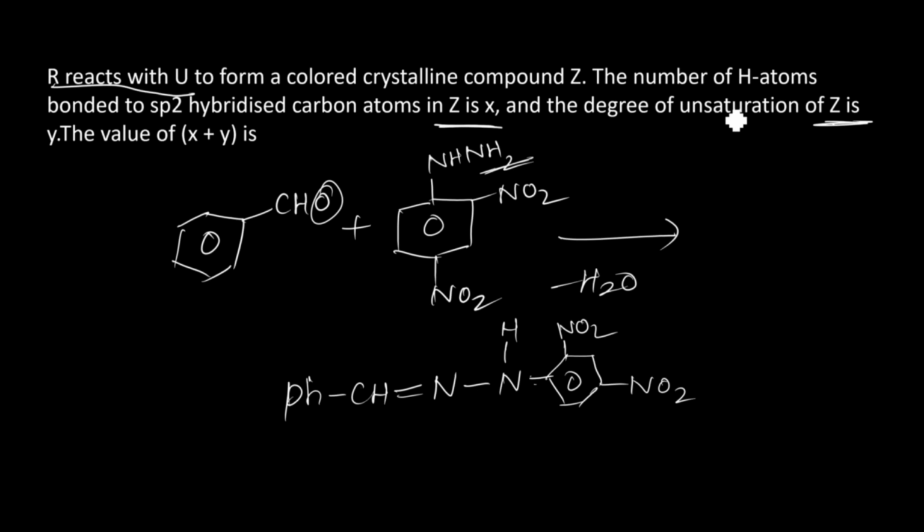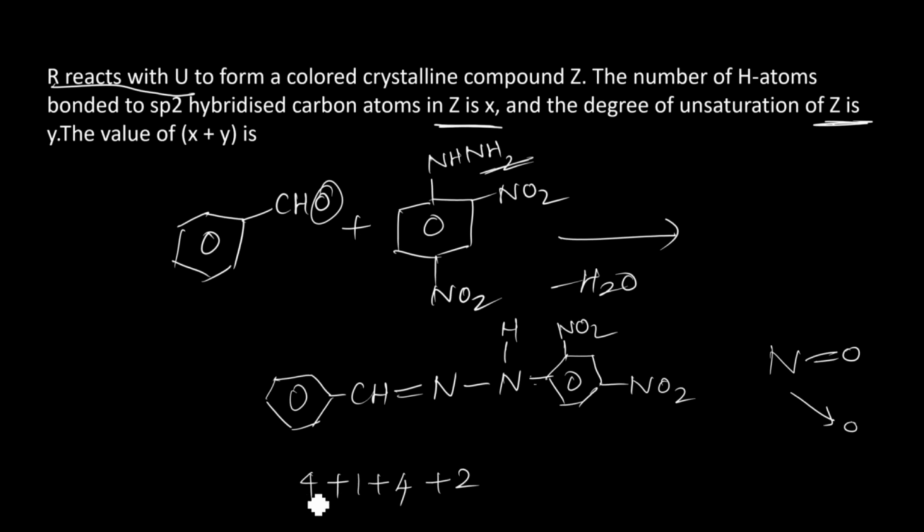Okay, so how many degrees of unsaturation are here? Here I'm having a phenyl ring, so that will give you 4, plus a double bond. On this side I'm having one phenyl ring and 2 nitro groups, which will be connected like this, isn't it? So that will give you 2. So total 4 plus 4 plus 3, 8 plus 3, 11. So 11 is Y. What about X?